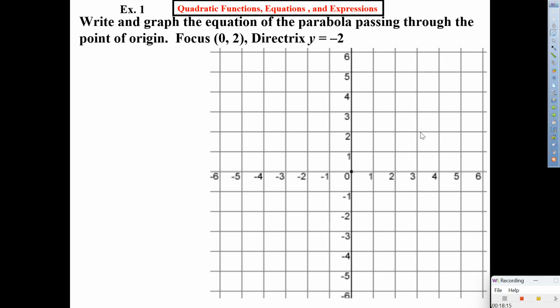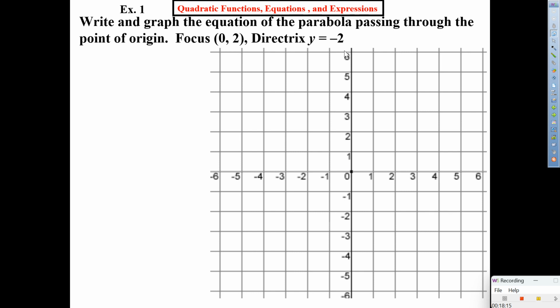Here we go. Y'all ready? All right, here goes the process. Everybody follow along, okay? It reads, write and graph the equation of the parabola that's passing through the point of origin. So think about it. Tell your neighbor what the point of origin is. What is the point of origin? It's what? 0, 0.